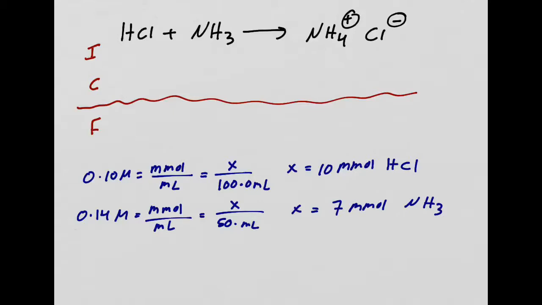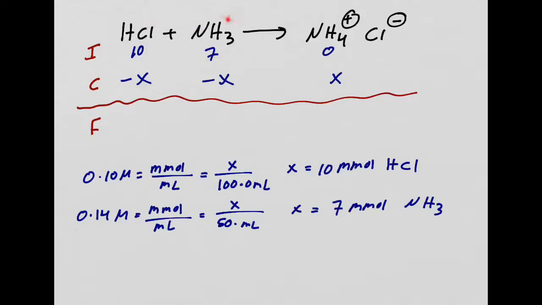Then I'm going to come back here and put in these mole values. For hydrochloric acid, I have 10 millimoles to begin with, and for ammonia I have 7 millimoles, and none of the product at the beginning. And then minus X, minus X, and plus X. Now, remember this is an acid-base reaction. Every single one HCl reacts with one ammonia. I have 10 HCl and 7 ammonia.